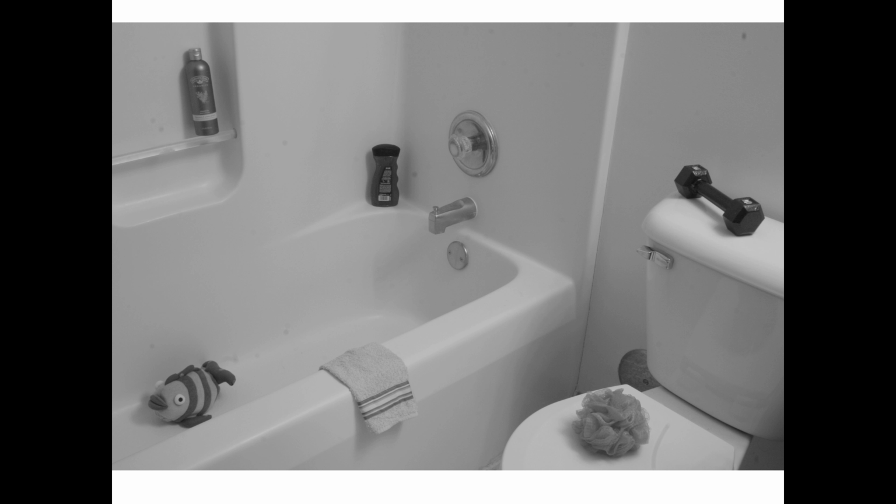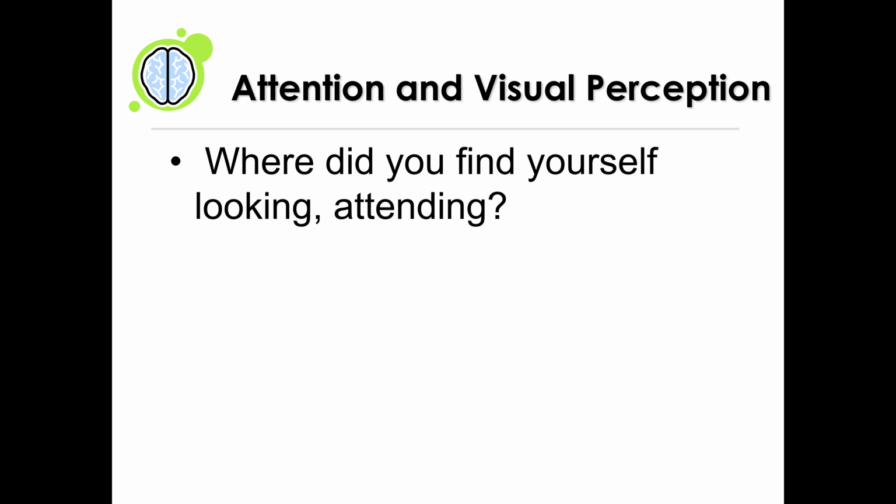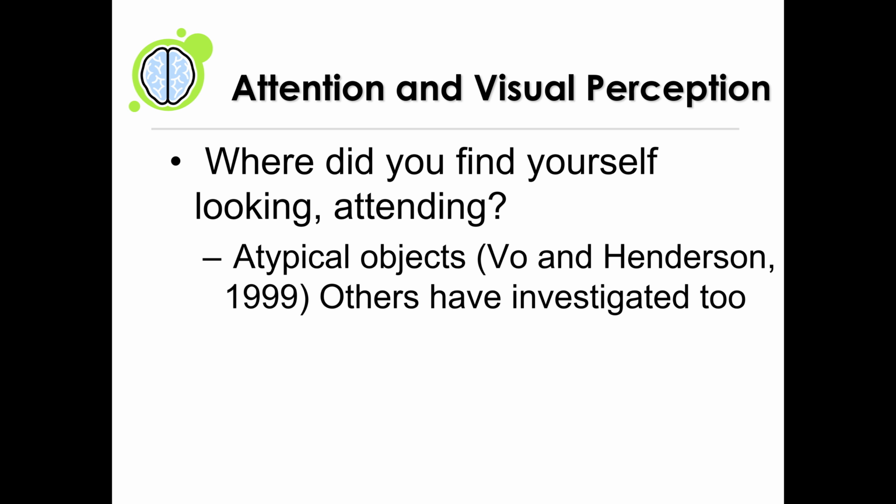Maybe you looked at these. Maybe you didn't. You probably looked at a lot of these objects. But did anybody have their attention pulled to any of these objects? Yeah, hopefully, right? So this is the environment mixed with your brain that is pulling your attention to these objects. So atypical objects have been found by Vo and Henderson, 1999, and a whole host of others as being something in the environment that can pull one's attention.